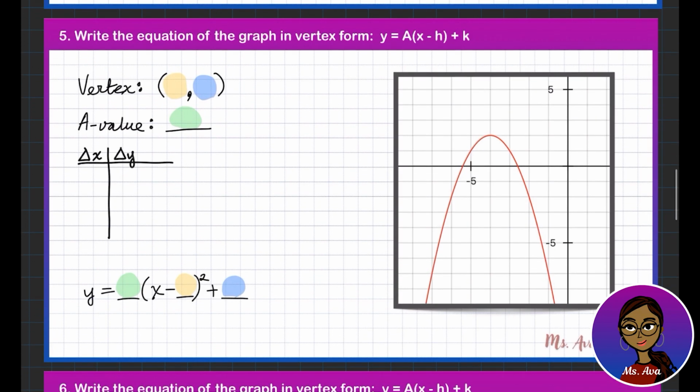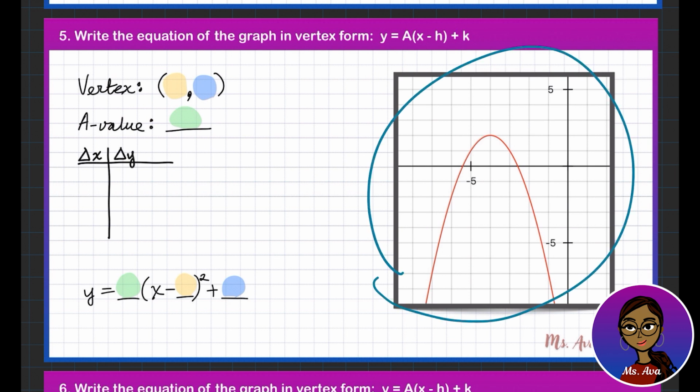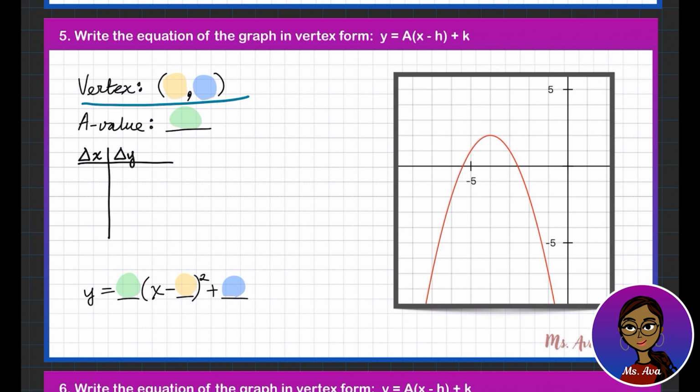So now we are doing the opposite. We have a graph and we have to come up with the equation for it. So first thing to start with, what is going to be the vertex? Is that negative 4 comma 2? Yes, perfect. So negative 4 comma 2. Okay, and then let's go ahead and start filling in the equation. Where would you like me to put it and what numbers do I put so far?